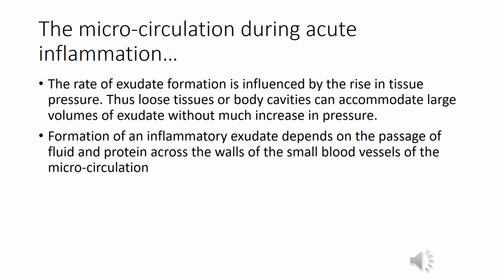That means if inflammation is taking place in areas of the body where there are cavities, like the peritoneum, then a lot of exudate will form because there is a lot of space. But if it is happening in tighter tissues like the liver and the muscle, then less exudate will form. That is one. And it also depends on how much fluid is able to pass through the capillary wall, whose permeability has increased.